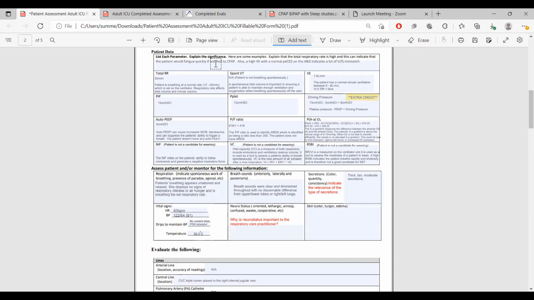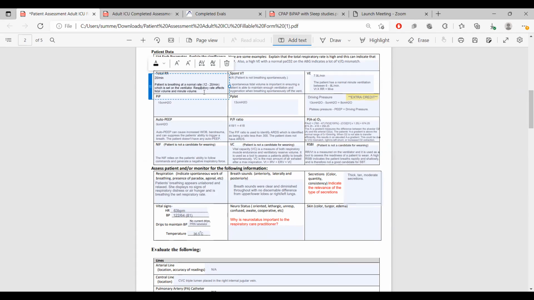Okay, here we are. This is the tricky part for me: the total respiratory rate. My patient was breathing 20 breaths a minute, the normal rate set on the ventilator. And I know respiratory rate affects tidal volume and minute volume. Is that a good enough explanation for the significance, or should I write anything else? Respiratory rate doesn't affect tidal volume. Oh, I meant just minute volume.